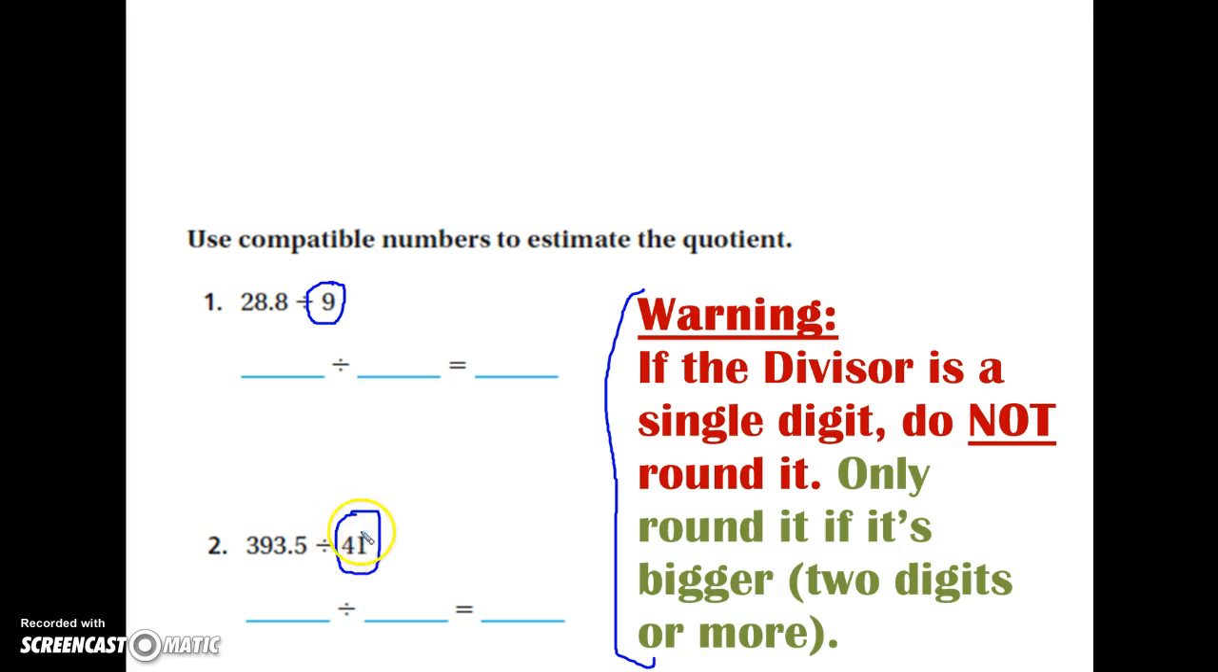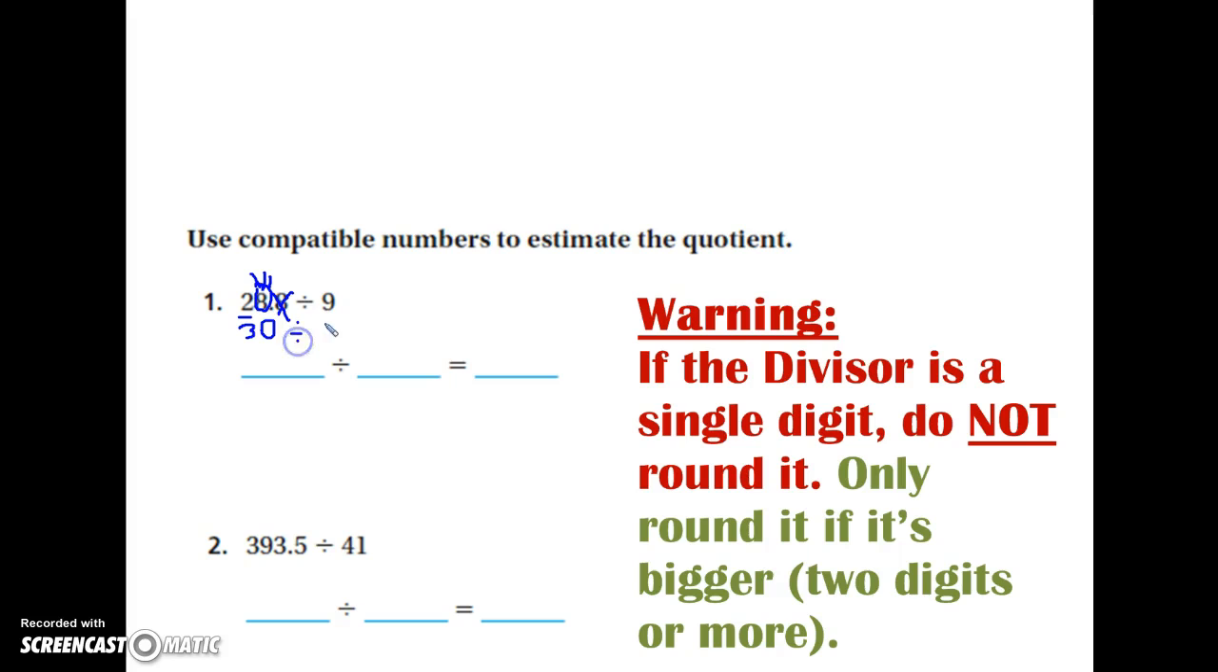But if you have a 2-digit number in your divisor, then you do round it. Just like we did in the 2 examples before this. So here's what you do with a decimal. An estimate is not exact, so I don't care about anything after the decimal. So first thing you do is cross out the number after the decimal. I don't care about it. Then you round the dividend. And this 8 is 5 or more, so I raise the score. So 28 rounds to 30. Remember, I don't care about the 0.8, just the 28.